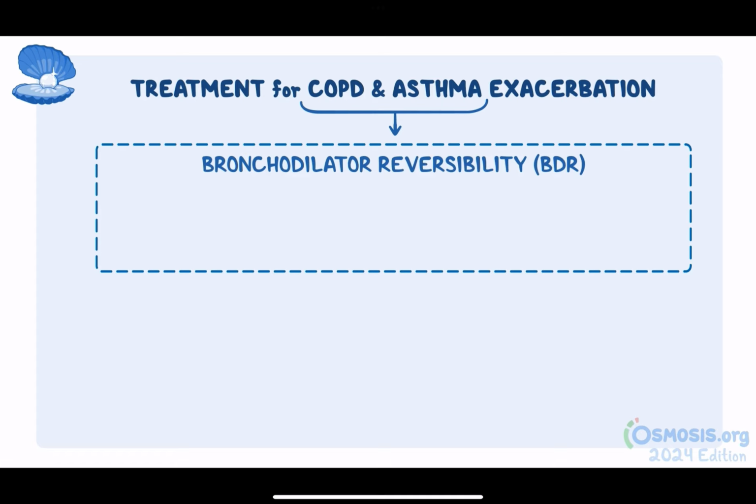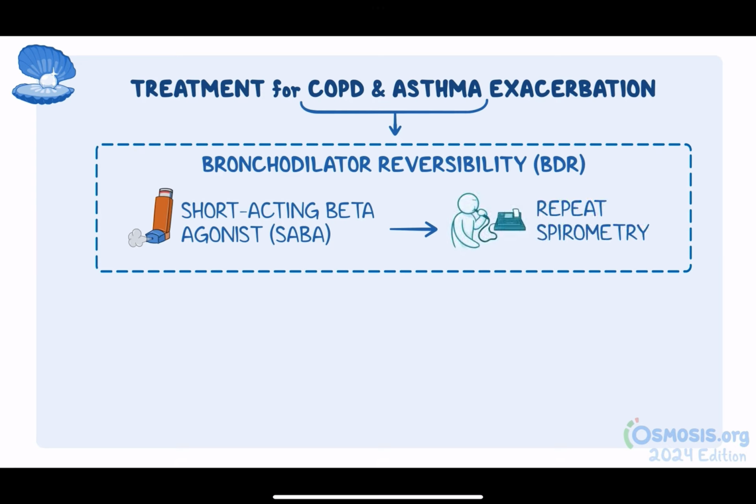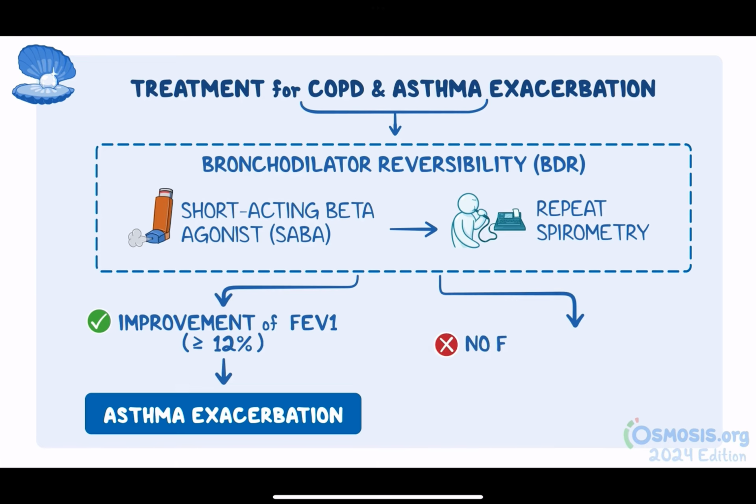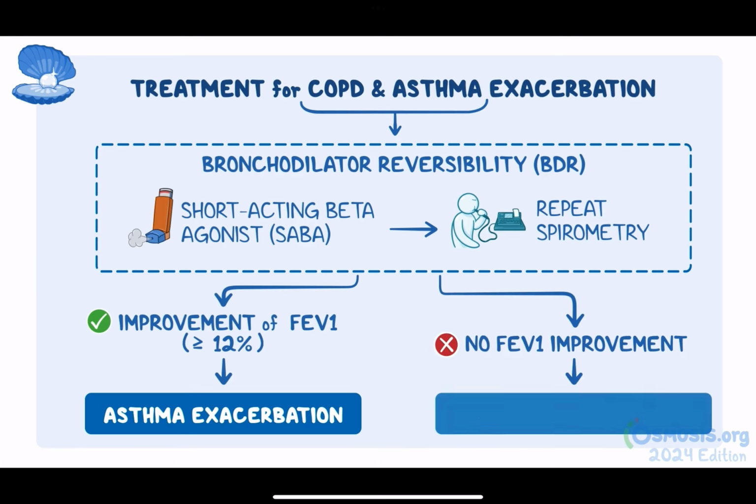This consists of giving an inhaled dose of a short-acting beta agonist, or SABA, followed by repeat spirometry, paying particular attention to the FEV1. If BDR testing reveals an improvement in FEV1 of 12% or more after SABA administration, you can make a confident diagnosis of asthma exacerbation. On the other hand, if there's no FEV1 improvement, diagnose COPD exacerbation.